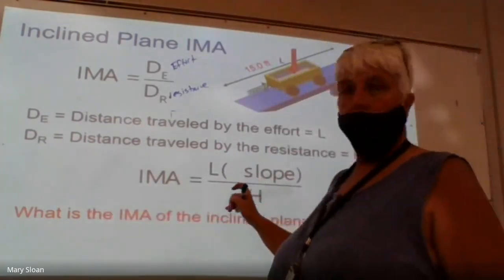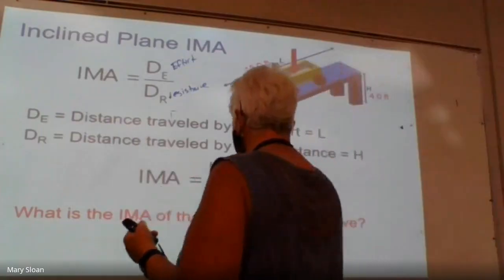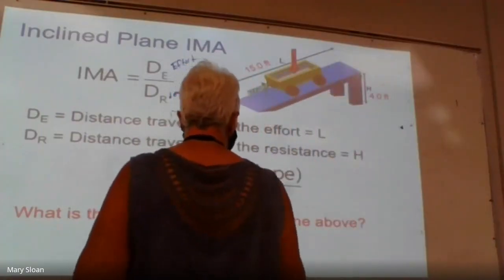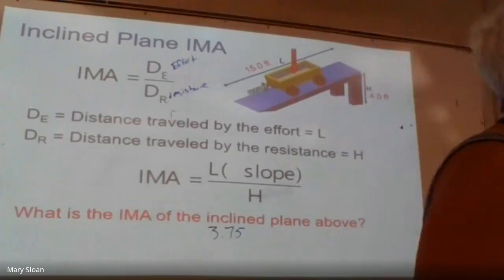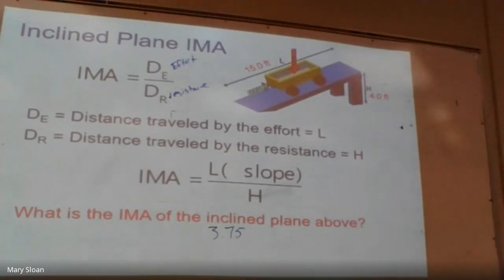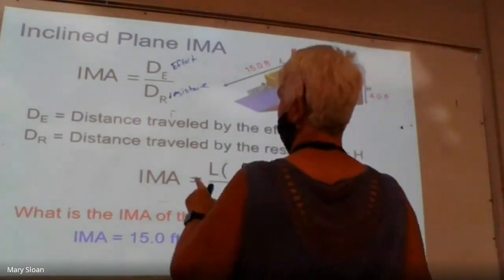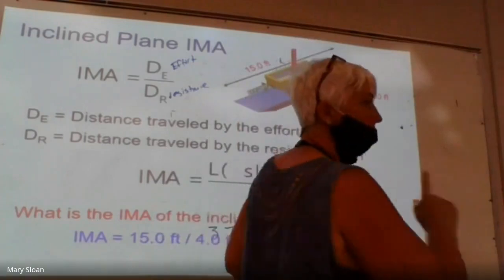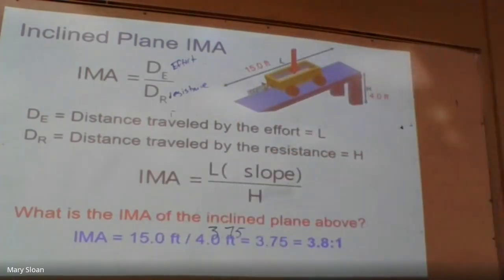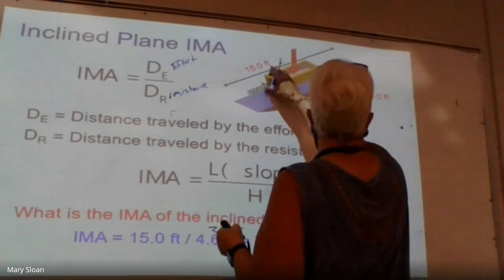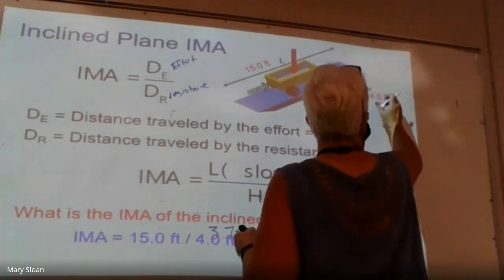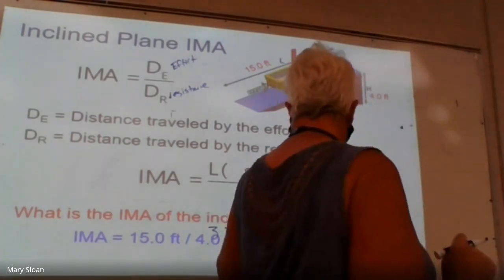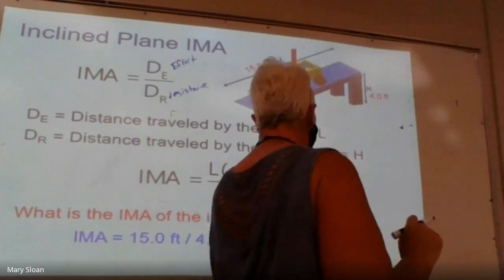Now, okay, Kate says it is 3.75. What is my unit? No, it's just feet. 3.75. If you're doing, what are you doing here? You're dividing, right? Well, you're exactly right. 15 feet divided by 4 feet, feet cancel out. So it is just now 3.75.